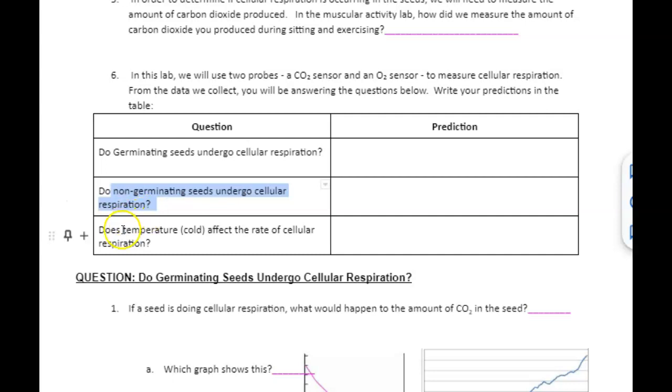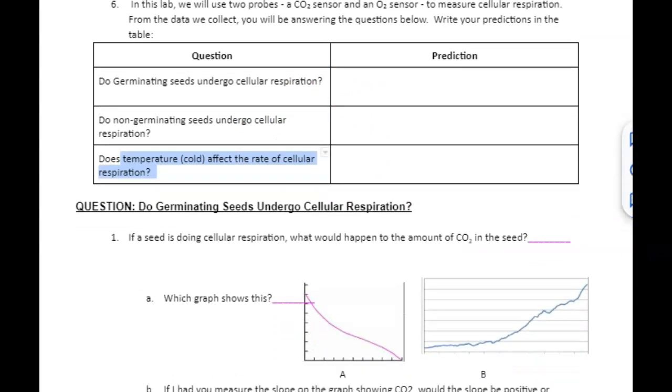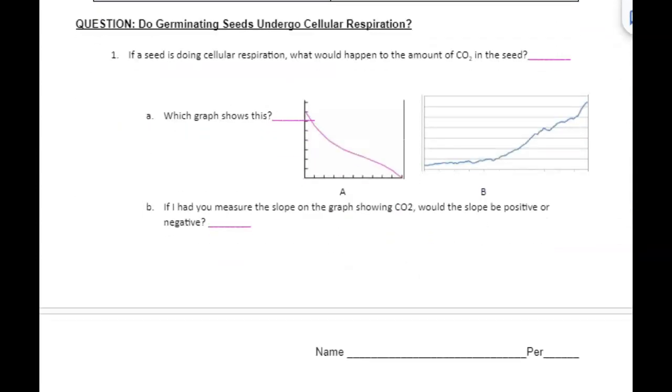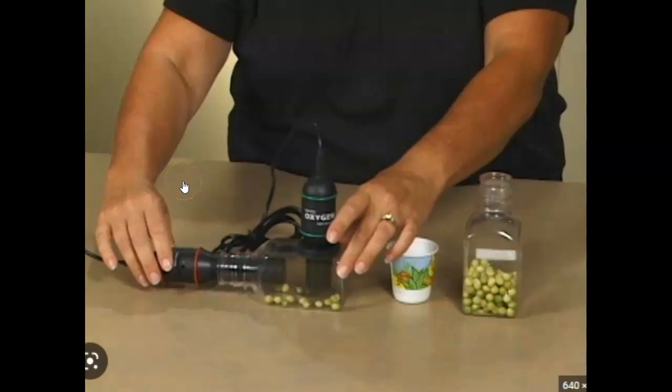And then, do you think temperature affects cellular respiration? So you can go ahead and write yes and no for those predictions. Doesn't matter if they're correct. So we're going to be looking at some data here. This is kind of the setup we're going to have when we're getting our data here. So we're going to have some seeds, some peas or beans here. We can have germinating ones, and it's going to measure the CO2. It's going to measure the oxygen. We need to know if they're doing cellular respiration.